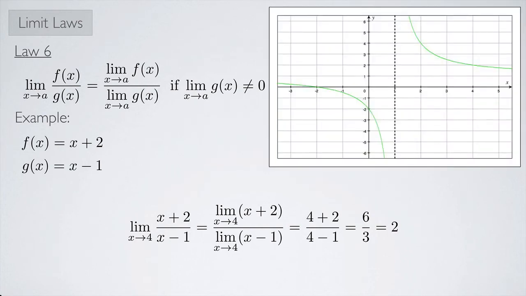Here's a graph of x plus 2 divided by x minus 1, which has an asymptote at 1. And in this case, though, we're not concerned about what's happening near 1. We want to know as x approaches 4 what happens, and we see that indeed it does approach 2 on the y-axis.